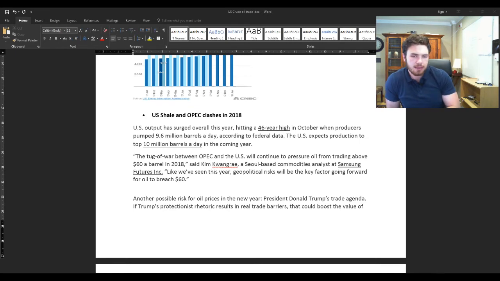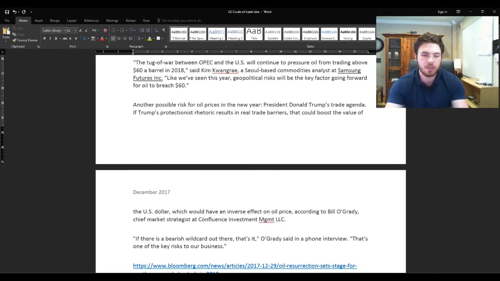So to end off that piece, another possible risk for oil prices in the new year is President Donald Trump's trade agenda. If Trump's protectionist rhetoric results in real trade barriers, this could boost the value of the US dollar, which would have an inverse effect on the oil price, according to Bill Grady, chief market strategist at Confluence Investment Management.